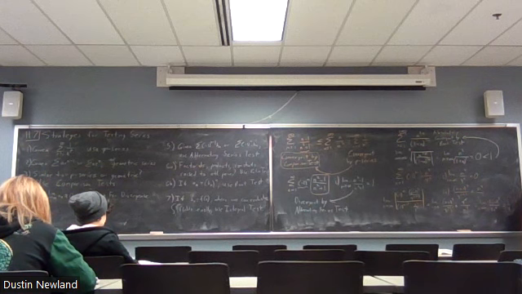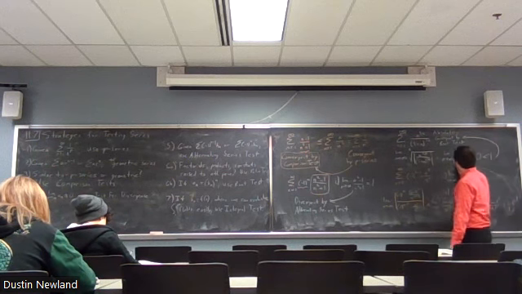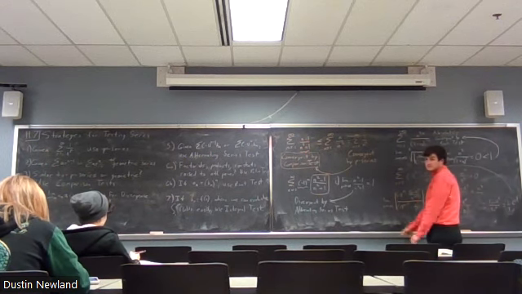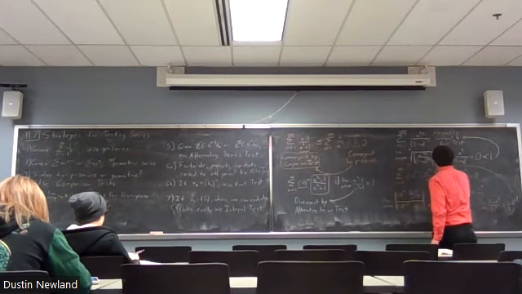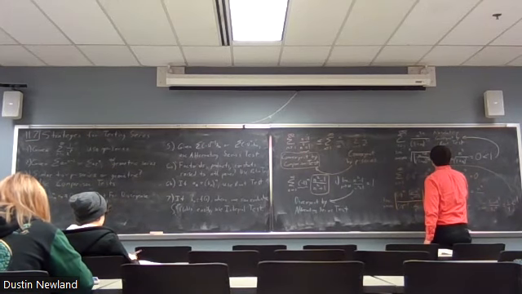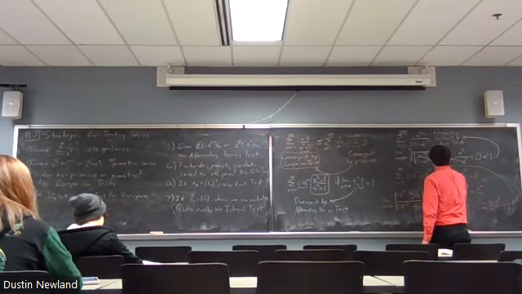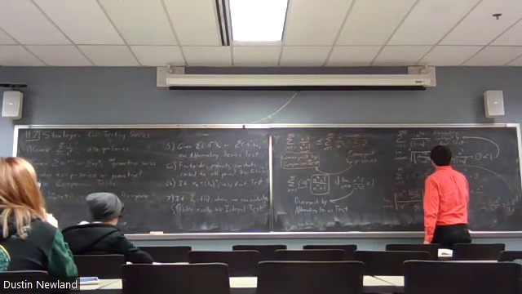Now, 1/4 is smaller than 1, right? So what does that tell me about my series? It's convergent. Indeed, it's absolutely convergent by ratio test.